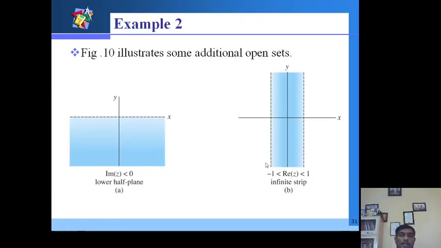Similarly, here we illustrate some additional open sets. Here the imaginary part of z less than 0 means this is the lower half plane. Similarly, the real part of z lying between minus 1 and 1 is an infinite strip.